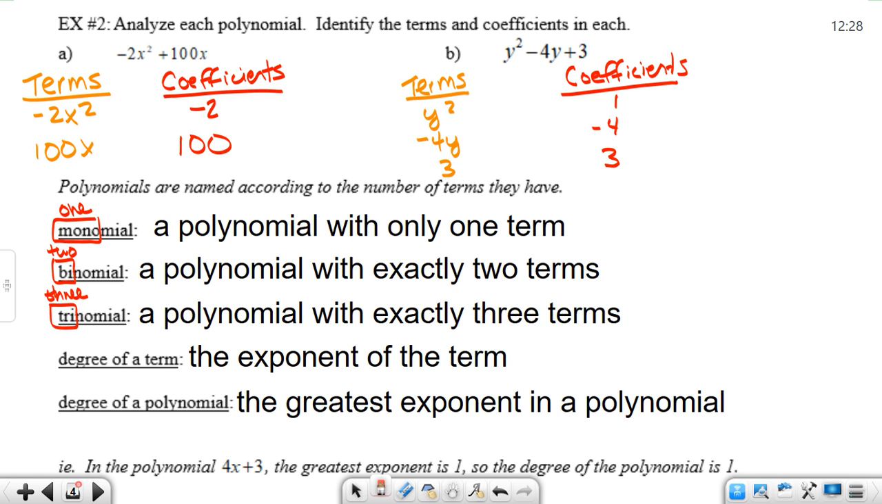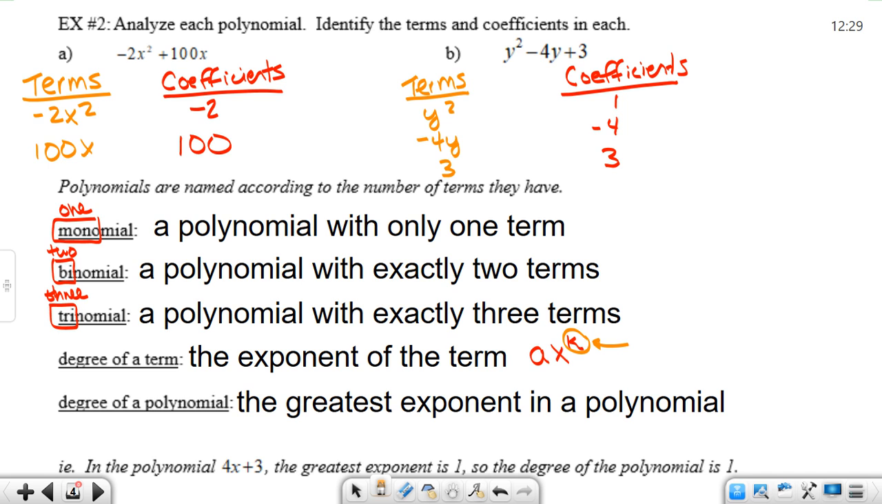So let's start off with the term degree of a term. What's the degree of a term? The degree of a term is the exponent of a term. And remember, guys, a term is in the form ax to the k. So when we're talking about the degree, what we're talking about here, guys, is the k value, or the exponent. That is the degree of a term.